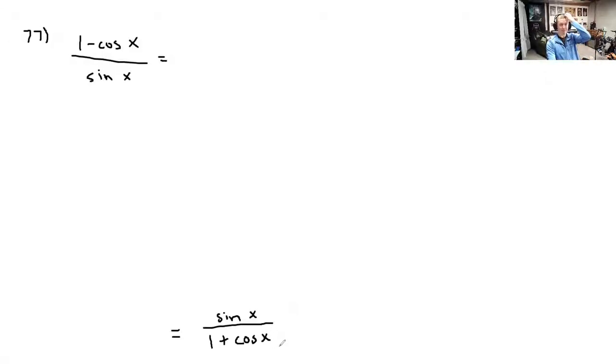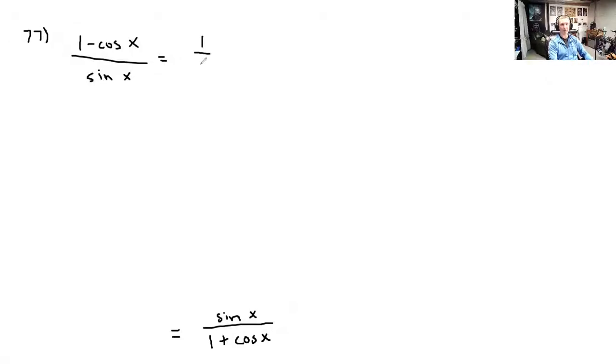Right away, this is not obvious. I don't see this as being obvious, at least. Maybe you do. I definitely don't. The method I just suggested was to pick a side, the left side or the right side, and use your known identities to mold it into the other side. When it's not obvious which side to pick, you can pick one side and say you get stuck. Like I pick this left side and I have no idea what to do.